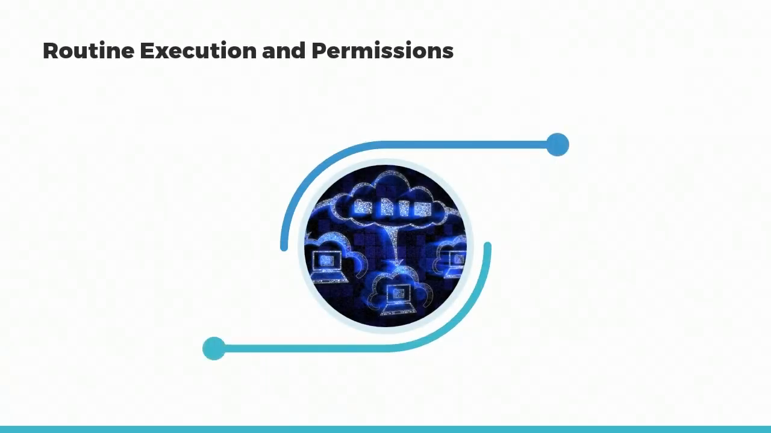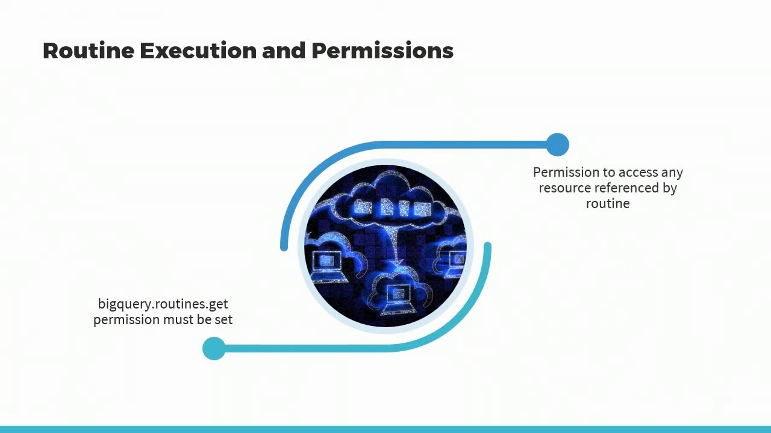So let's talk a little bit about routine execution and permissions. To execute a routine, you have to have the BigQuery.routines.get permission on the data set. That has to be set, and this will contain the routine itself. And you need permissions to access any resource referenced by the routine, such as tables or views. And this is by default. You need to make sure you have those permissions in place. For UDFs and table functions, you can even authorize the function to access those resources on the actual caller's behalf, which would be your user.